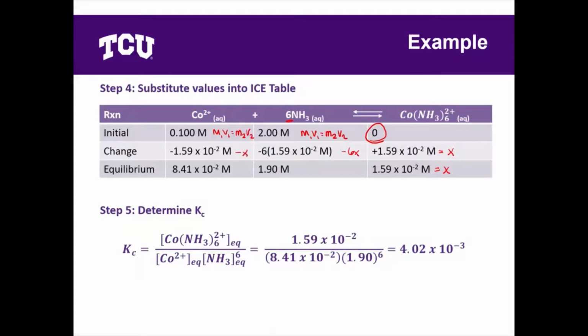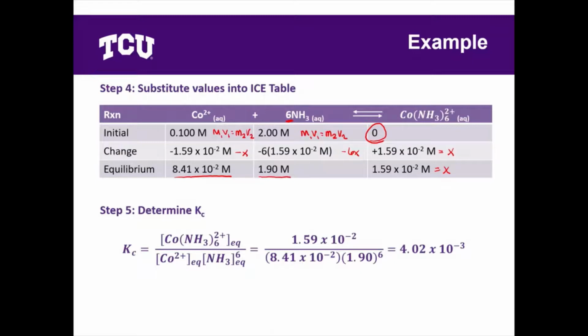So therefore, at equilibrium, I took 0.1 molar for my cobalt 2+ species and subtracted 1.59 times 10 to the minus 2nd molar, giving me an equilibrium concentration of 8.41 times 10 to the minus 2nd molar for my cobalt 2+. For ammonia, I took 2 molar minus 6 times 1.59 times 10 to the minus 2nd molar to give me an equilibrium concentration of 1.90 molar for ammonia.